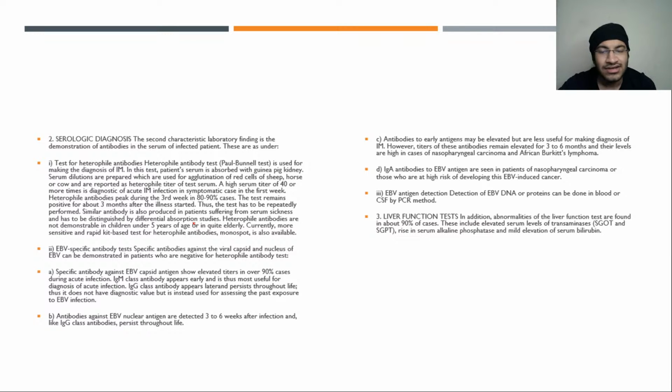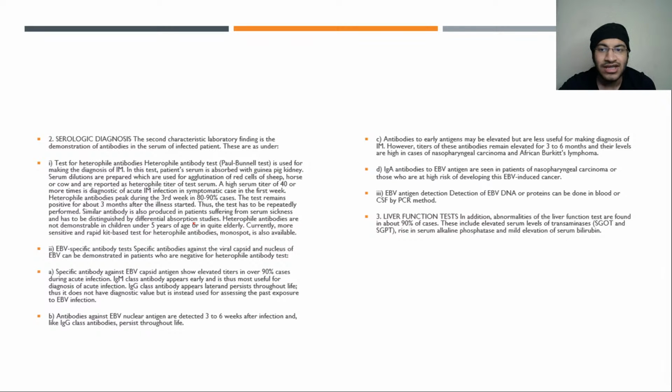Then serological diagnosis. The second characteristic laboratory finding is the demonstration of the antibodies in the serum of the infected patient. Right. First of all, testing of the heterophile antibodies. In the heterophile antibody test, we do the Paul Bunnell test. The Paul Bunnell test is used for making the diagnosis of IM. In this test, patient serum is absorbed with the guinea pig's kidney. Serum dilutions are prepared which are used for the agglutination of the red cells of sheep, horse or cow and are reported as the heterophile titer of the test serum.